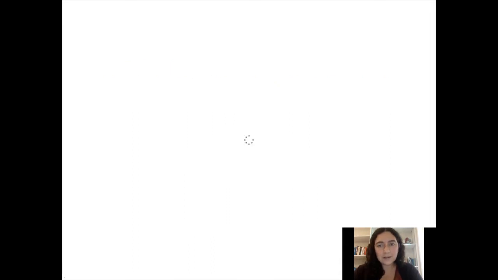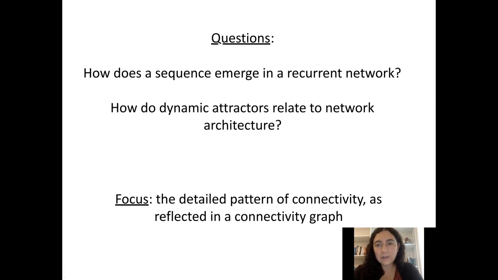So let's get started. The questions that motivate our work are questions about sequences and, more generally, attractors in neural networks. Specifically, we are concerned with dynamic attractors, not just static attractors. These are the ones that can provide a mechanism for generating sequences of activity, central pattern generators, and other kinds of rhythms and oscillations. And so this is really the focus.